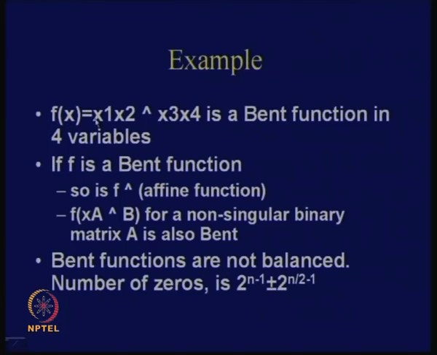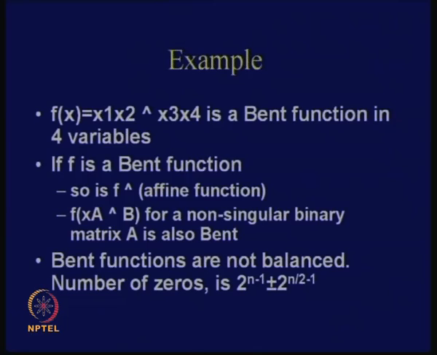So this is an example of a bent function. You can take 4 variables x1, x2, x3 and x4, and take fx equal to x1 x2 XORed with x3 x4. This is an example of a bent function in 4 variables. If it's a bent function, what do you expect the nonlinearity to be equal to? 2 power 4 minus 1 minus 2 power 4 by 2 minus 1. What does that work out to? 6. We can check that all 4 variable Boolean functions which are not bent will have a nonlinearity less than that.